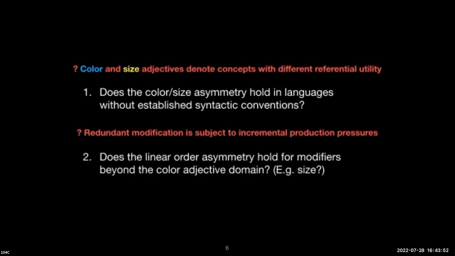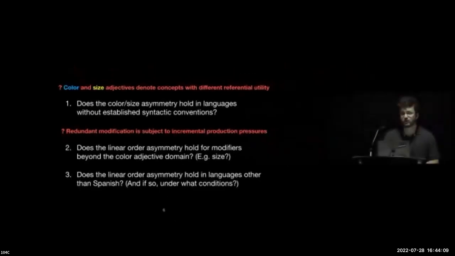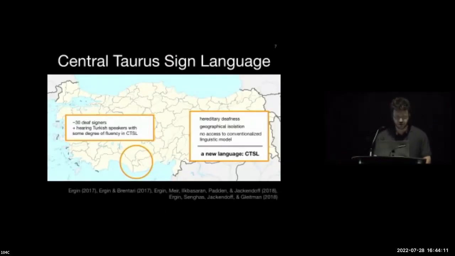And if redundant modification is subject to incremental production pressures, then we might expect to see linear order asymmetries with modifiers beyond the color adjective domain. We might also expect that these asymmetries hold in a variety of languages that, like Spanish, tend to realize adjectival modification post rather than prenominally. So there's a unique linguistic community that offers a unique perspective on all these questions that I just posed to you. So we'll be looking at Central Taurus Sign Language.